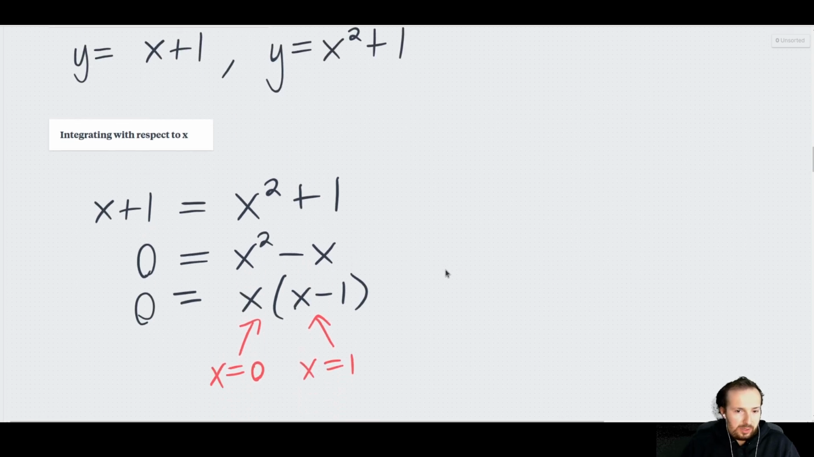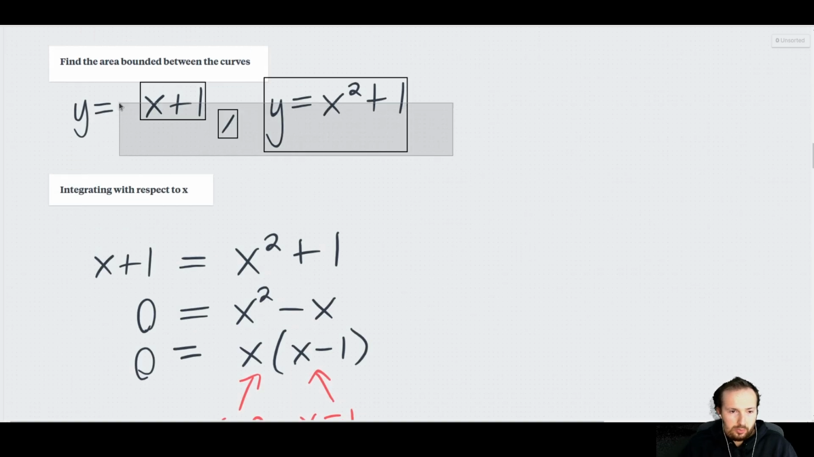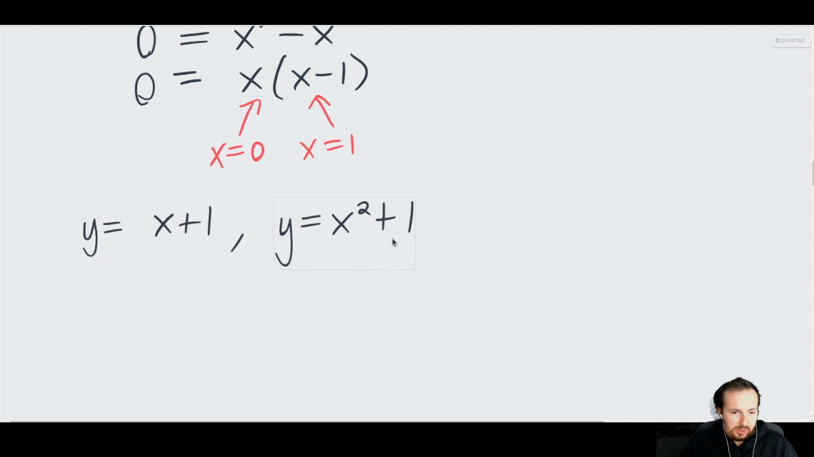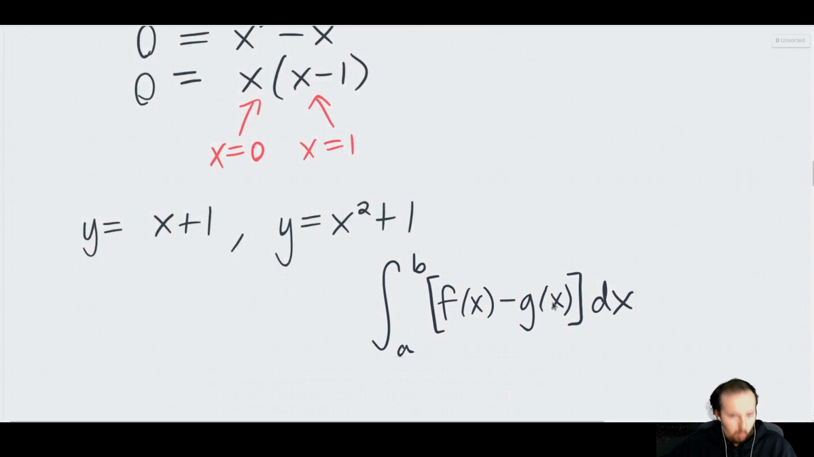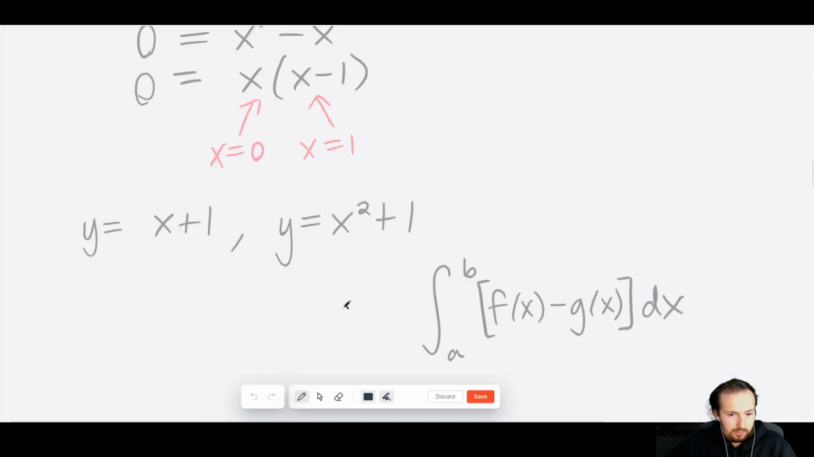Now, the next thing we need to understand, remember the equation that we're going to use for all of these. If these are our two intersection points, between x equals 0 and x equals 1, and these are our equations, we're always going to use the formula: the integral between a and b of f of x minus g of x. Now why is this formula true? Again, this is not really a concept video. This is just showing how to work these problems. I explain this conceptually in another video, but for now, we'll just take it for granted.